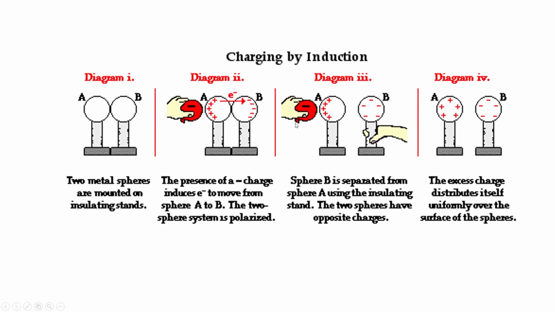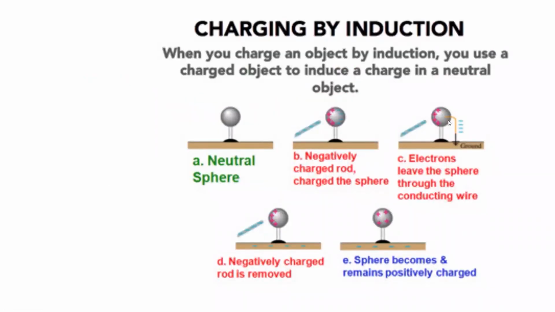If you remove the charged object from the two spheres, what will happen? Both the spheres will regain their original condition of charge. Charging by induction is the same with a single sphere. First there is a neutral sphere, and then you bring a negatively charged rod near to it, and then electrons leave the sphere through the conducting wire, and then the negatively charged rod is removed, and the sphere becomes and remains positively charged.